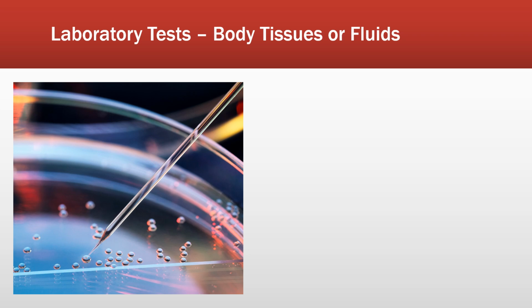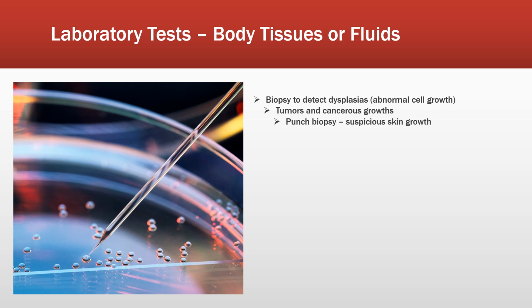Specialized testing of other body tissues and fluids may be ordered for specific patients. Specimens are then sent for pathology. Biopsies can be performed on both tissue and fluid to detect dysplasias, which is abnormal cell growth, that could indicate tumors or cancerous growth. For example, a punch biopsy may be obtained from a suspicious skin growth, and a pap smear scrapes cells from the cervix of females for microscopic analysis.